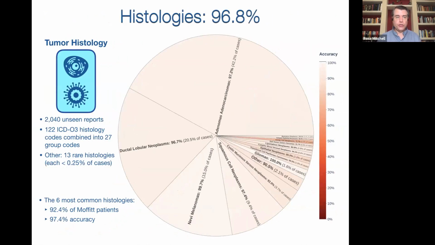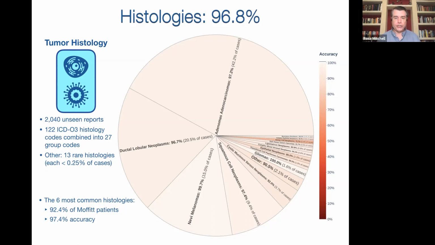And in terms of histology, we're doing even better. We're almost 97% accurate at extracting histology phrases and codes from the pathology reports. And in these pie charts, by the way, the size of the pie segment is reflective of the proportion of Moffitt patients, and the color of the segment is determined by its accuracy level. So reds and dark reds are inaccurate, and light tan and white are highly accurate.